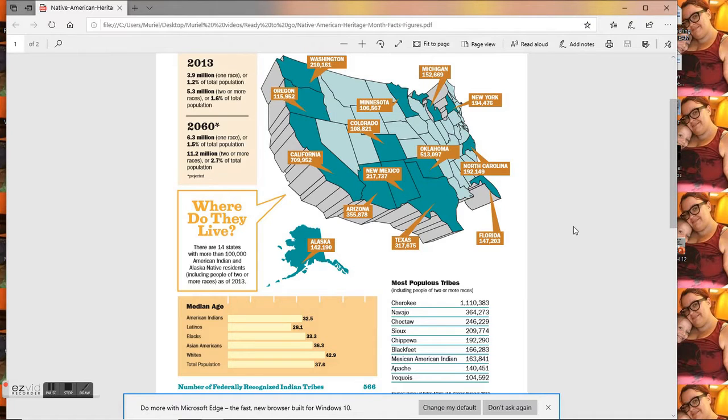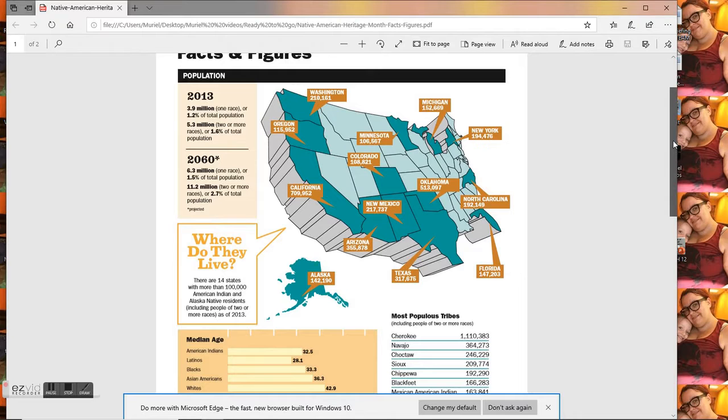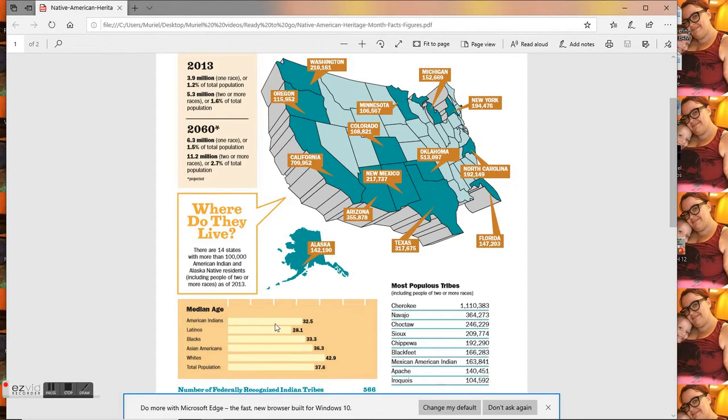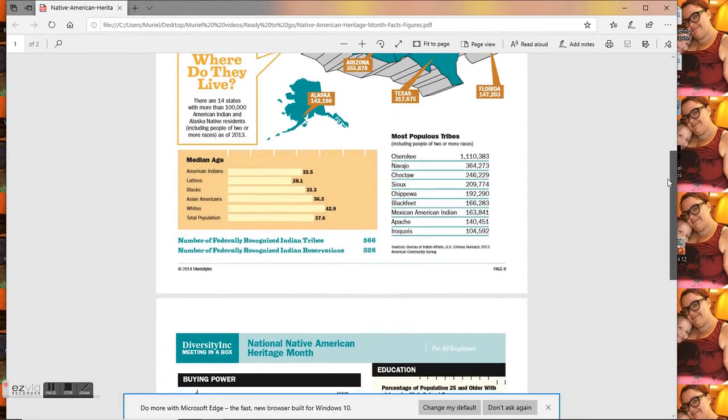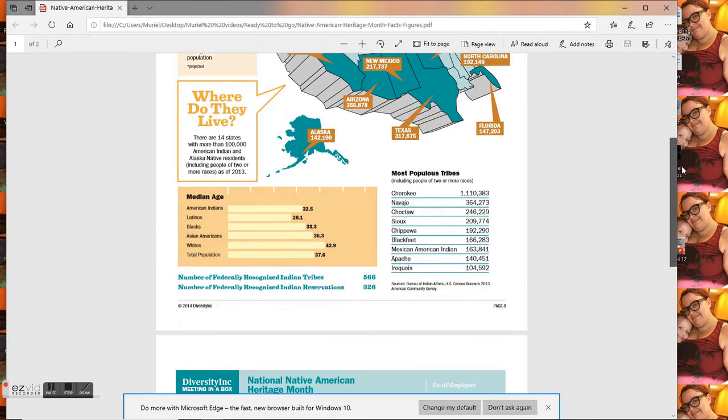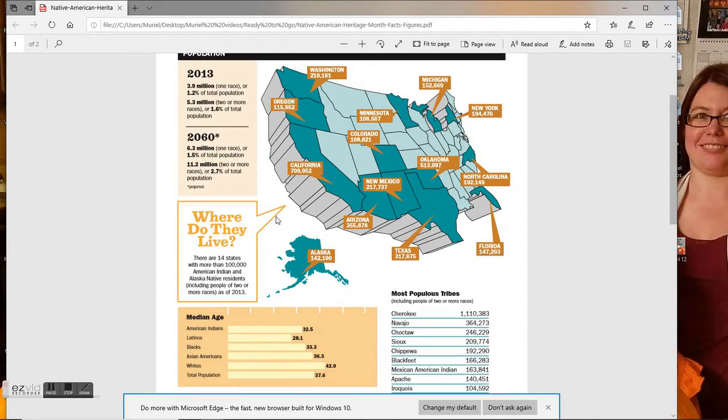So, the most populous tribes. Let's see, which area is the most populated. You've got New York, Michigan, Minnesota, Washington, Oregon, California, New Mexico, Arizona, Alaska, Texas, Oklahoma, North Carolina, Florida. And it's got some of the most populous tribes down here. So this shows where they live. There are 14 states with more than 100,000 American Indian and Alaska Native residents, including people of two or more races, as of 2013.